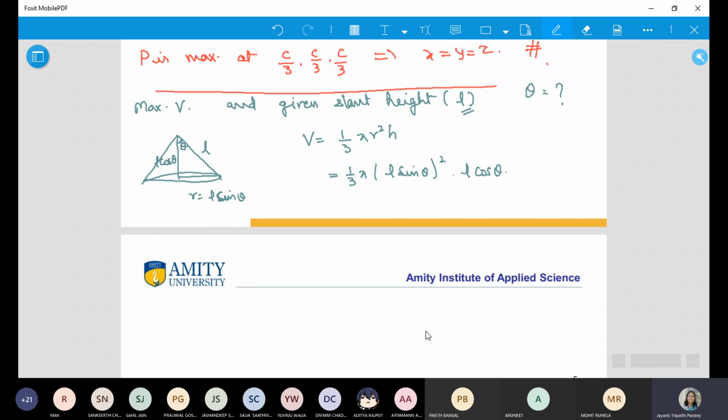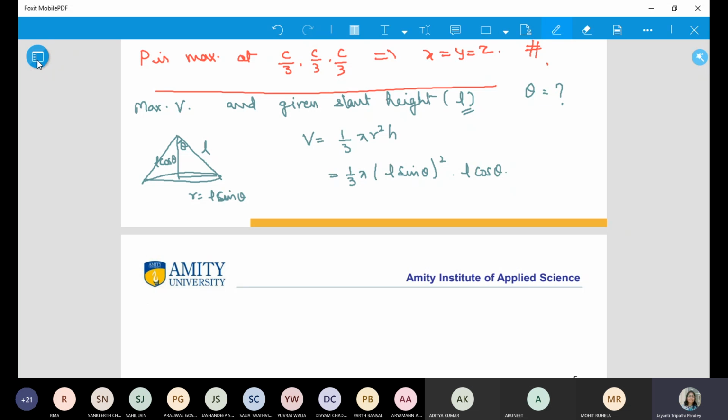That means that this is a class 12th question. Do you remember this question? Yes, ma'am. So I'm leaving it. I thought it has two variables, but it has just one variable.